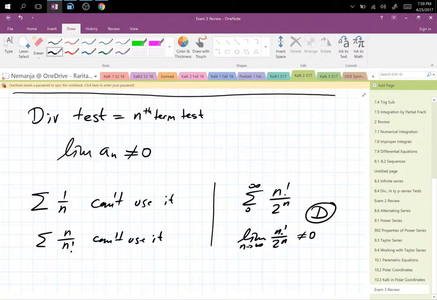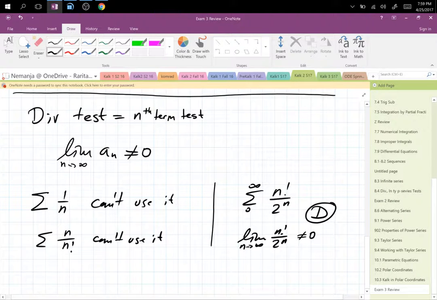You are looking for the limit to go to anything other than 0. Positive number, negative number, you can have 1, you can have infinity, you can have 17, doesn't matter what you have. If it's different than 0, boom, divergence. If it's 0, what does that mean? Use something else. Very good.